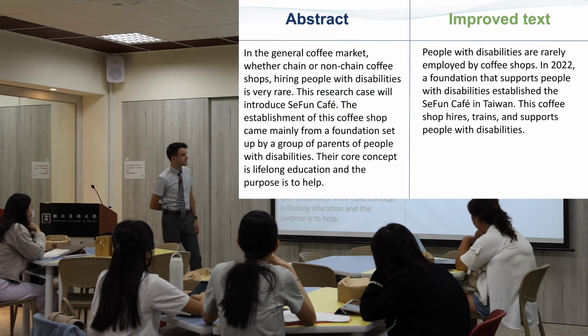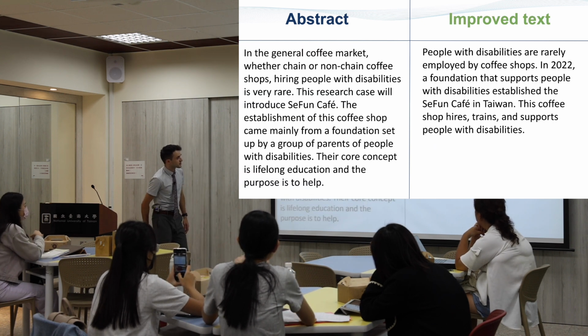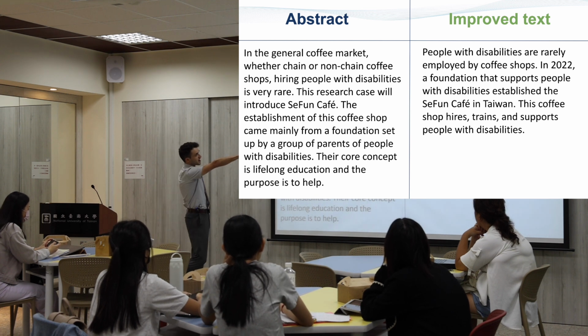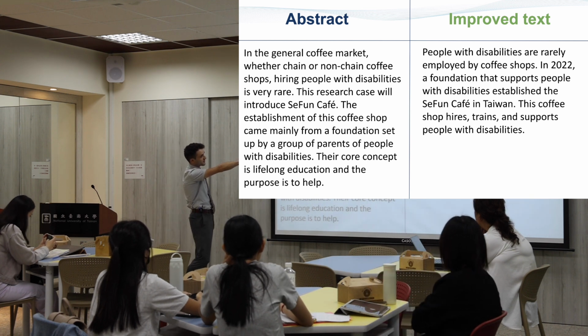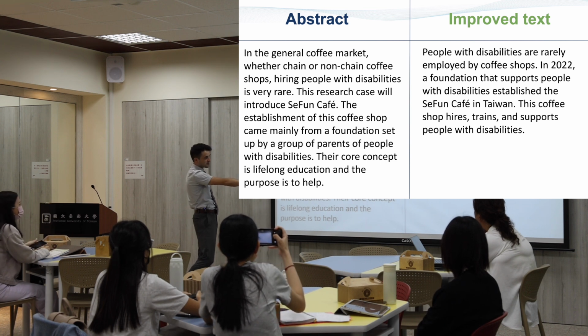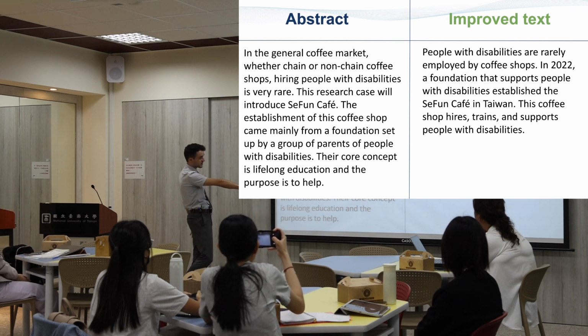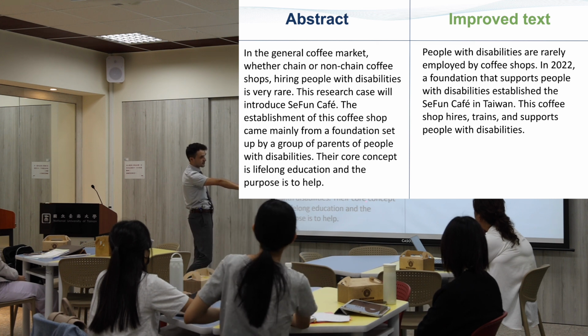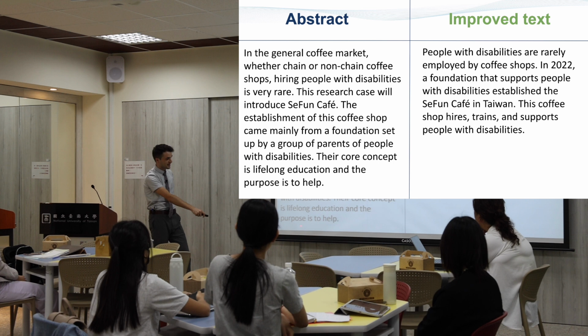So let's put it all together. Do I have my numbers up here? Nope. Okay. In the general coffee market, whether chain or non-chain coffee shops, hiring people with disabilities is very rare. This research case will introduce Safe Fun Cafe. The establishment of this coffee shop came mainly from a foundation set up by a group of parents of people with disabilities. Their core concept is lifelong education, and their purpose is to help.